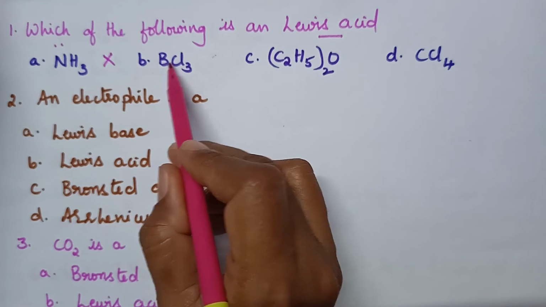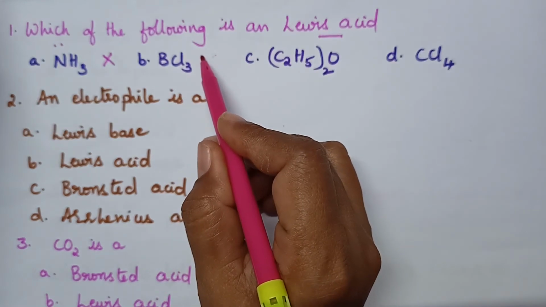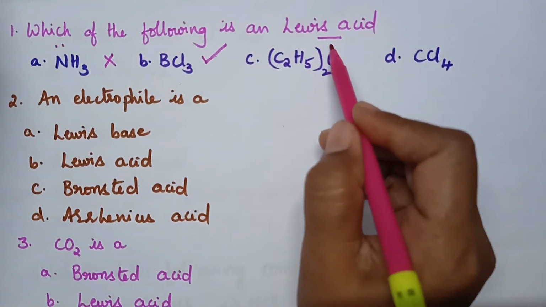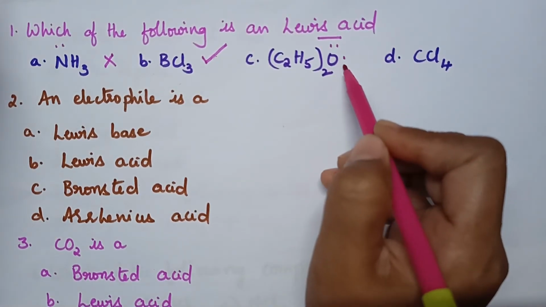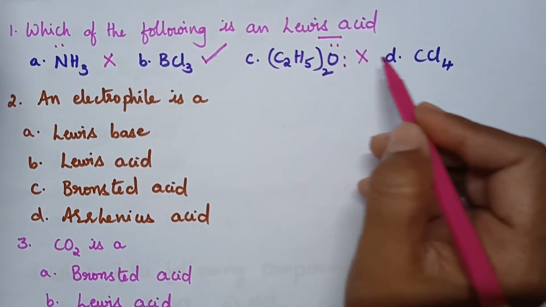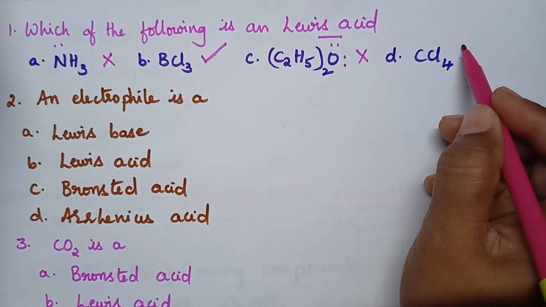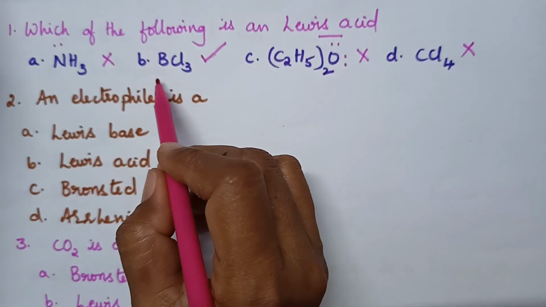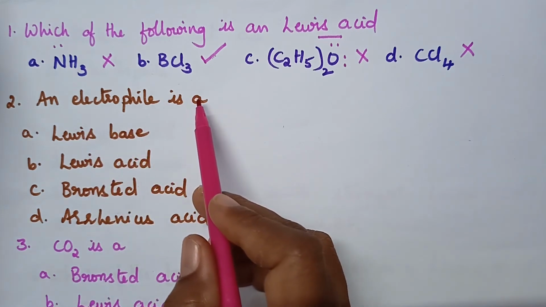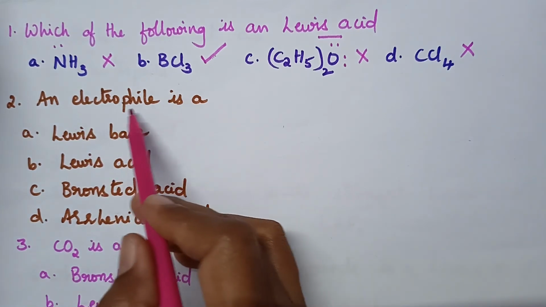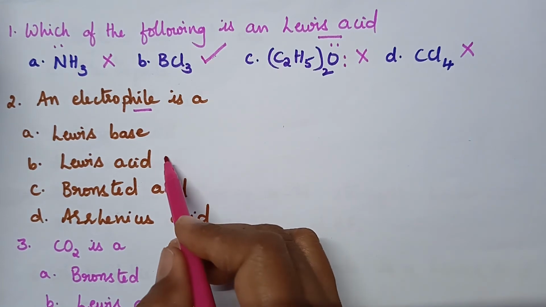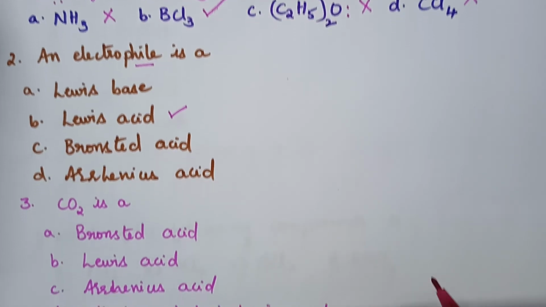Coming to the second option, BCl3, it is an electron deficient compound, so it is the Lewis acid. Third option, it contains oxygen, so two lone pairs of electrons are present. It is not a Lewis acid. CCl4 is also not a Lewis acid. So option B is the right answer. An electrophile is... As we discussed just now, electrophile means electron deficient compound. So it will act as a Lewis acid.